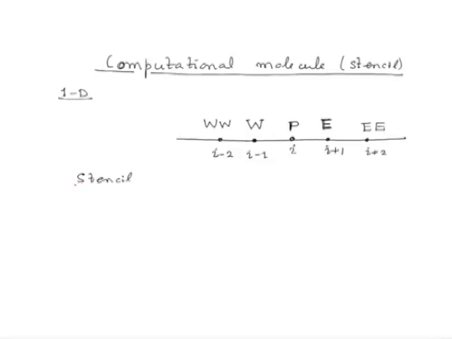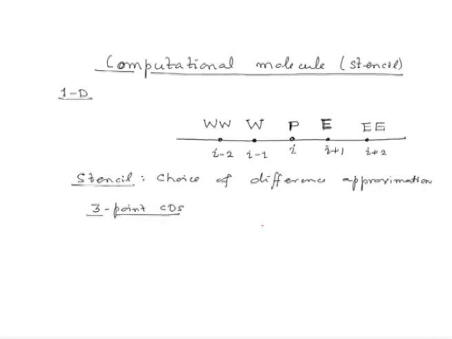Now the stencil would depend on the choice of difference approximation. So suppose we use 3-point CDS, our computational stencil would consist of 3 nodes, i plus 1 and i minus 1. Let us use slightly bigger circles to clearly denote the part of a stencil. So the stencil will consist of nodes P, E and W.